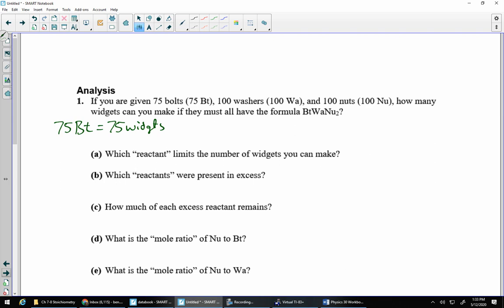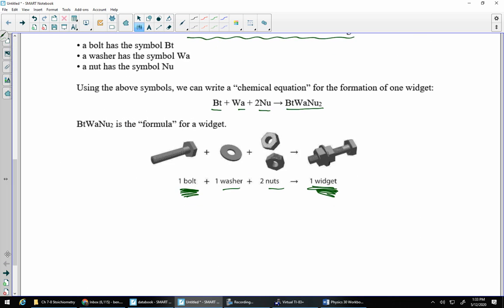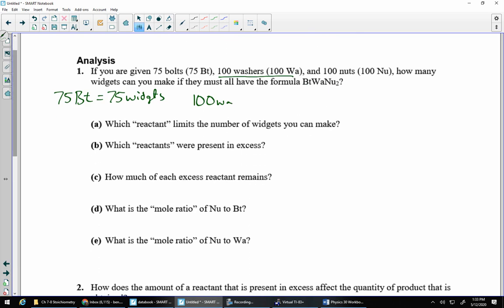Okay, what about washers? I got 100 washers. Let's go back and check out our formula. 1 washer makes 1 widget. So that means if I have 100 washers, I could make 100 widgets. Good. And then I have 100 nuts. I don't know why I didn't abbreviate that, but whatever, 100 nuts.